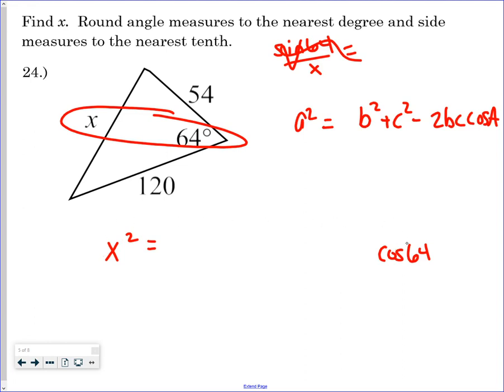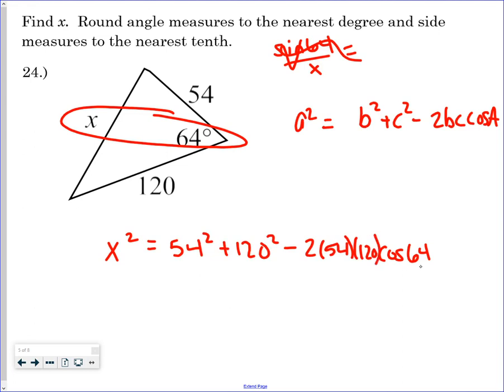So for the rest of it, the other two sides go in these spots. I don't care which one you put where, it doesn't matter. So I'm going to say 54 squared plus 120 squared minus 2 times 54 times 120. I'll show you how to plug that in again.